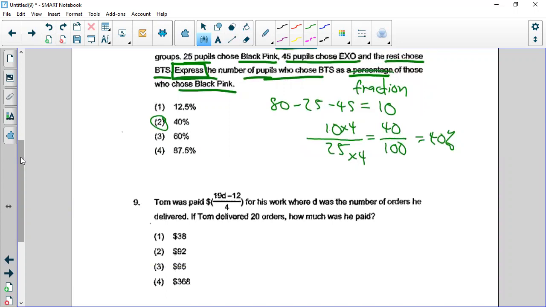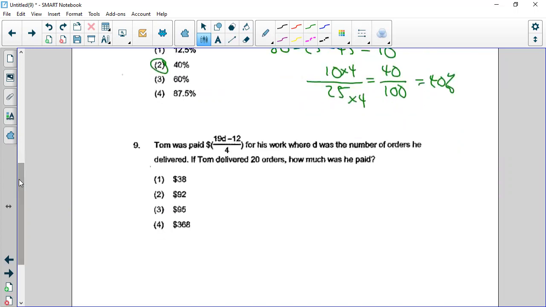Okay, question 9, algebra. Now, we all have not learned algebra, but I still have to go through. Okay, so how to do this? Tom was paid (19D minus 12) over 4 for his work, where D was the number of orders he delivered. So if Tom delivered 20 orders, how much was he paid? So your D is equal to 20 because D is talking about the number of orders. So (19D minus 12) over 4. So how much was he paid?